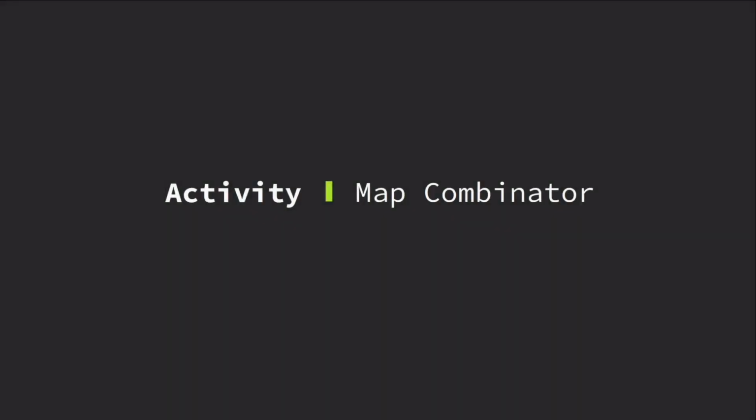In this activity, we'll be creating a program that utilizes the map combinator. The map combinator is used to transform one value into another. Once you're ready, let's open up Visual Studio Code and get started.